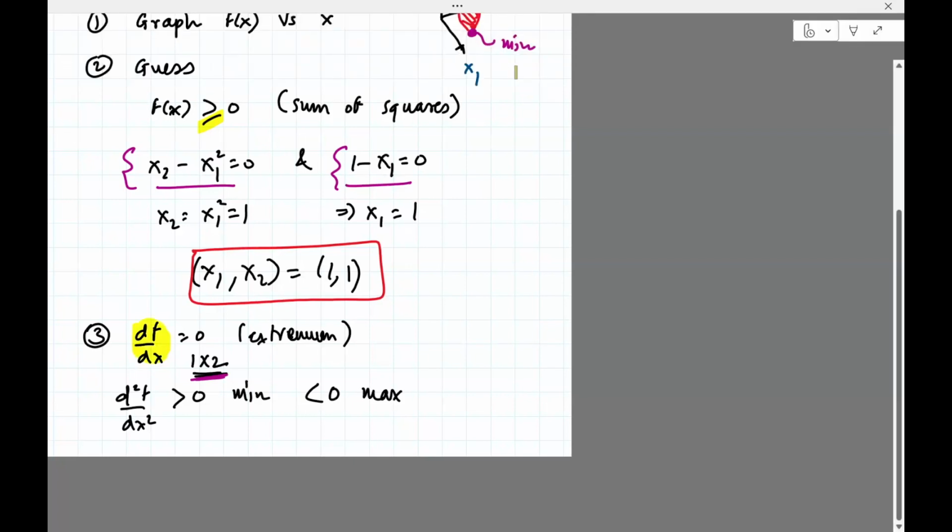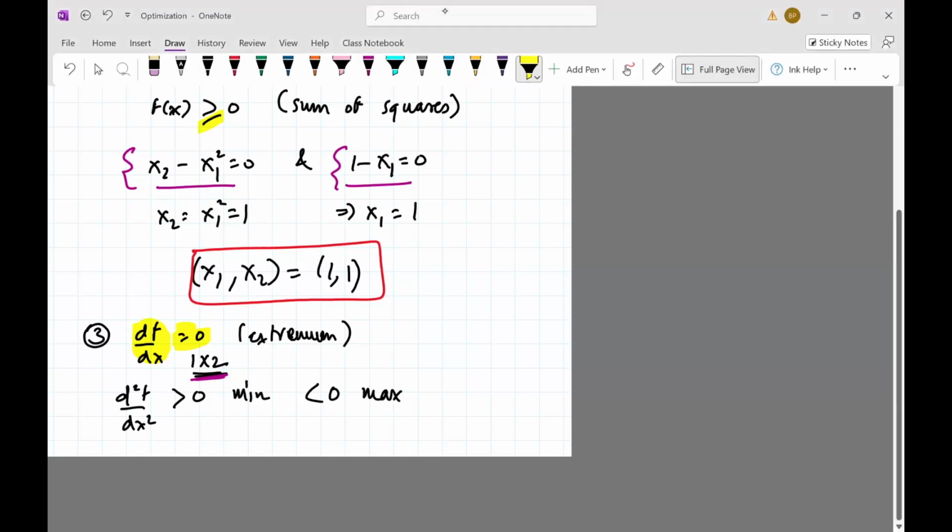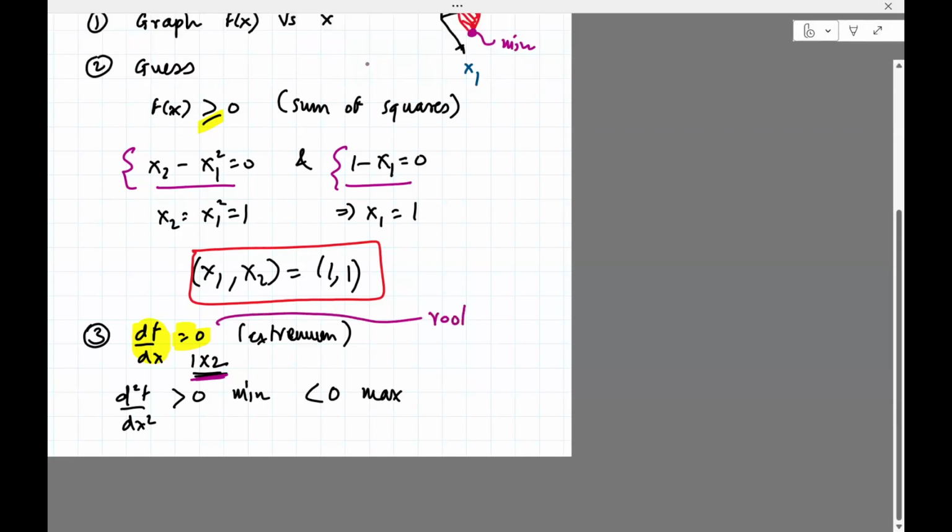df/dx equals 0. We have seen this. What's that? That's something we've seen before. It's basically root finding. When you do root finding, you're finding f of x equals 0. Now we're doing df/dx equals 0. So this is actually root finding.